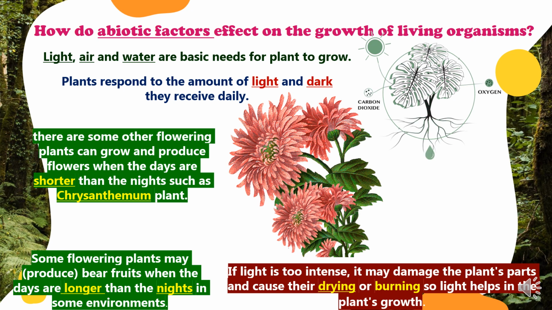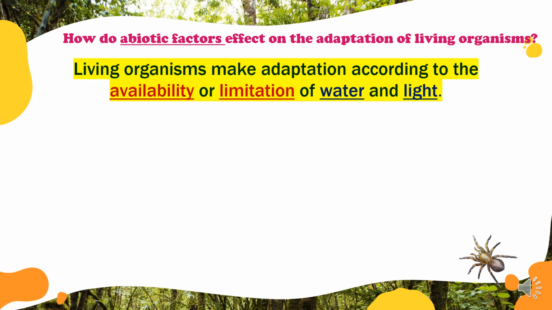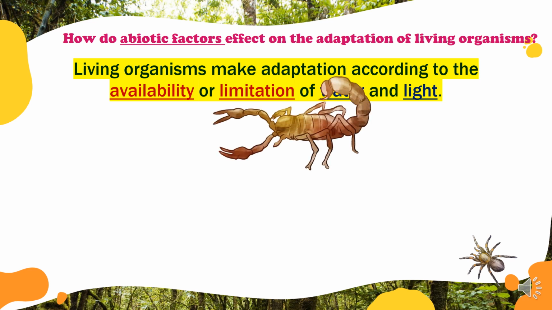There are some other flowering plants that can grow and produce flowers when the days are shorter than the nights, such as the chrysanthemum plant. How do abiotic factors affect the adaptation of living organisms? Living organisms make adaptations according to the availability or limitation of water and light, as we've mentioned before.